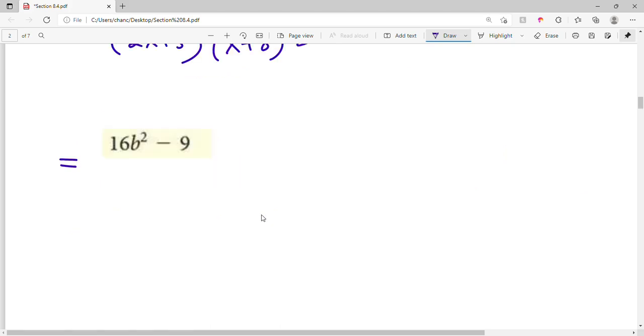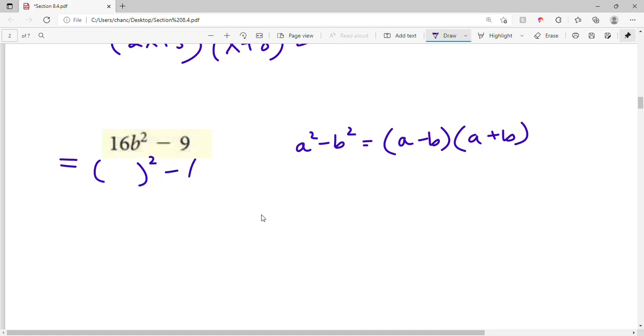In this example, we're going to use a formula called the difference of squares. Recall, the difference of squares is a minus b times a plus b. In order to do this, I'm going to rewrite it as something squared minus another something squared. Let's rewrite 16b squared as 4b squared, and that's going to give us 16b squared back. And to make a 9, we need to square 3. So this 3 squared gives us 9. So from the first line to the second line, there's no change. We just rewrote the problem.